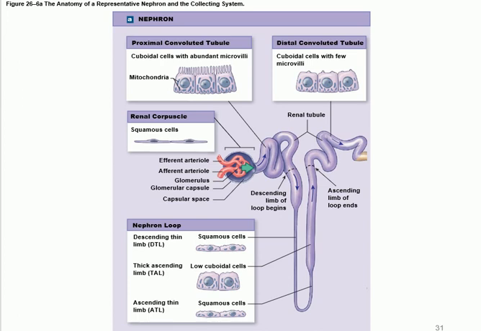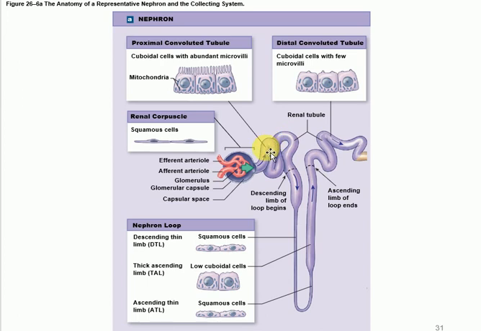So what is all of this? This is nephron, right? Two parts. Here is one part, and all of these are the other part. What is this part? Corpuscle. What is the red? Glomerulus. What's surrounding it? Capsule. And then you have the tubules. The tubules are as follows.